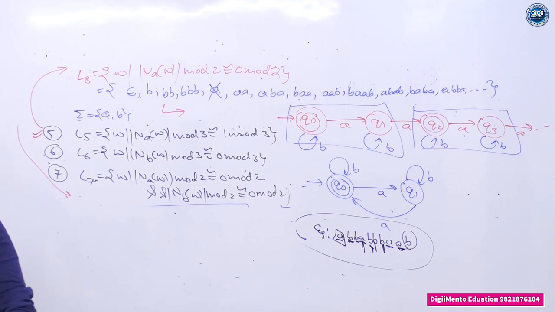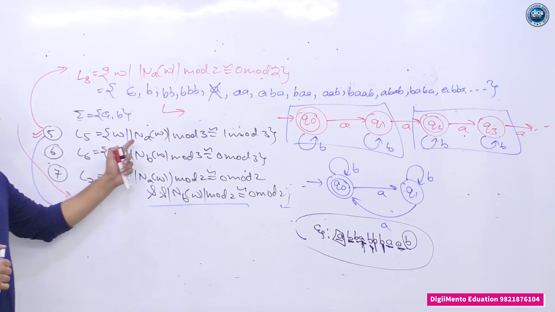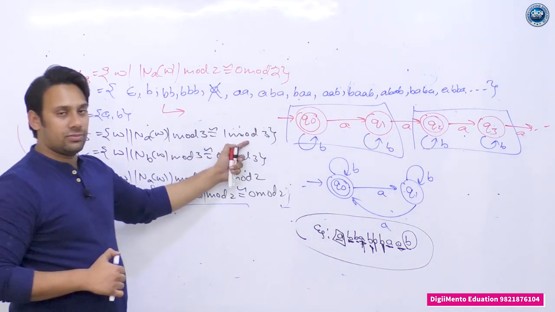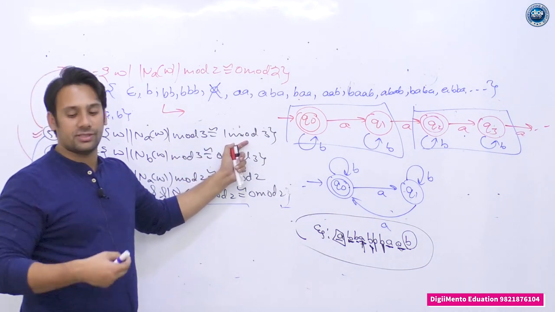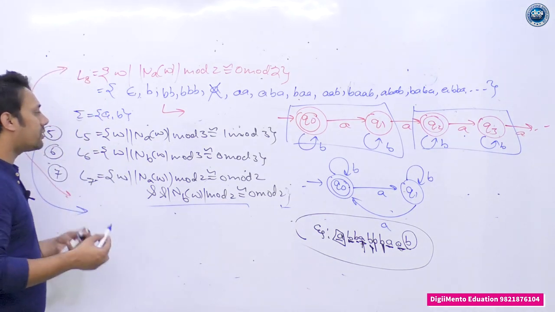Anyways, let us move forward. So in the next problem here, what we are trying to do is that the number of A's, if you divide them by 3, the remainder should be 1. That is, if you divide the number of A's by 3, the remainder will always be 1.